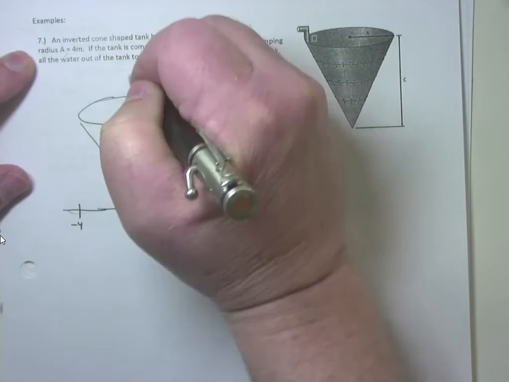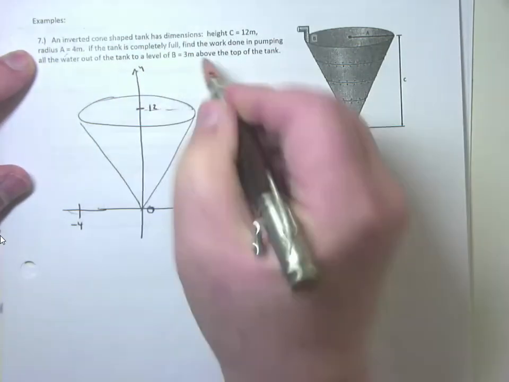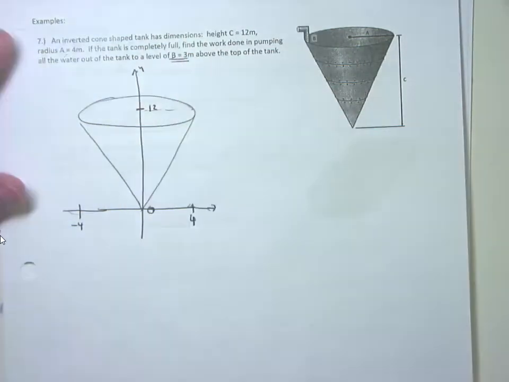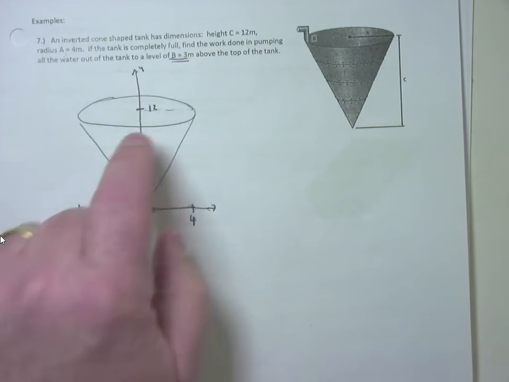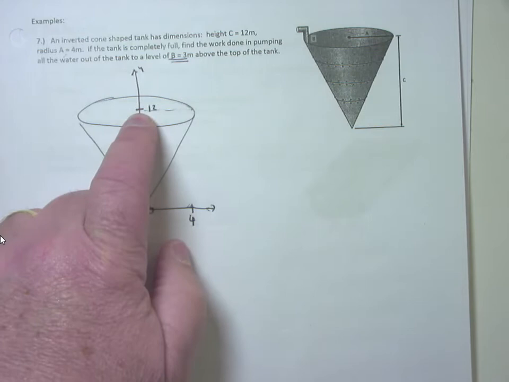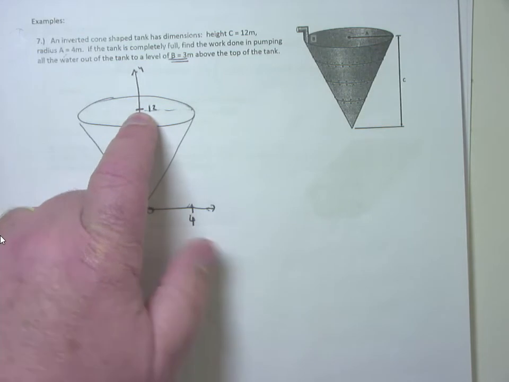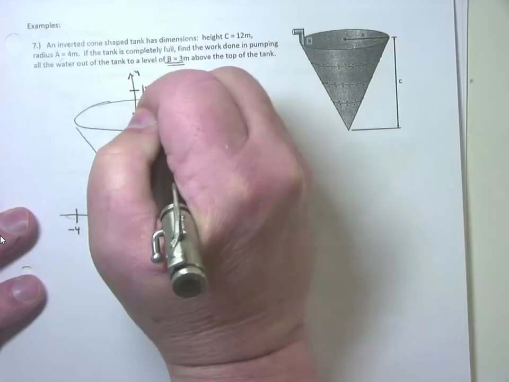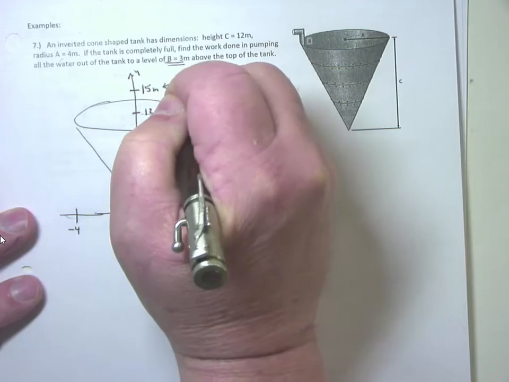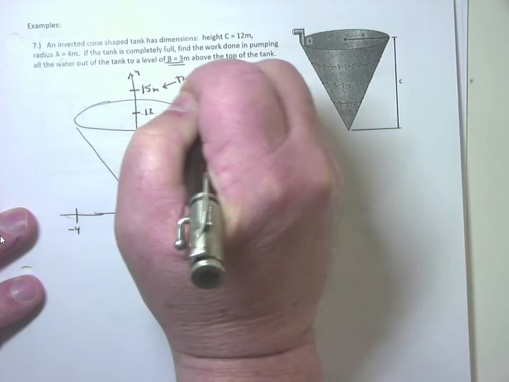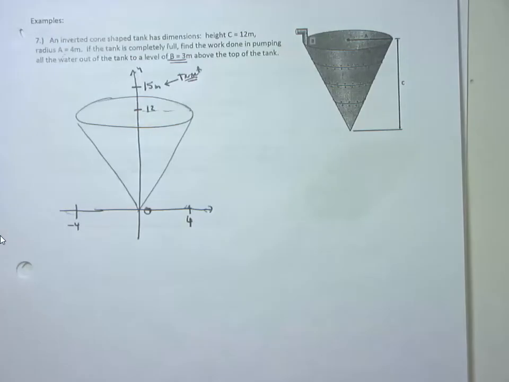Okay, this is my y-axis. And we're supposed to pump it out 3 meters above the top of the tank. So 3 meters above the top of the tank, according to my coordinate axis, is at 12. Where would 3 meters above that be? 15 meters. This is my target. Keep that in mind. This is where I'm trying to get the water to, 3 meters above the top of the tank, the mark of 15. Does that make sense?